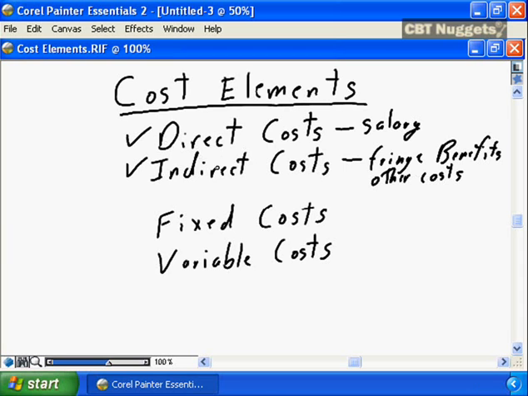The same considerations apply for non-team member costs as well. If you need to buy materials, if you need to buy a specific piece of material for your project, the direct cost would be the cost paid to your supplier for the material. But what about the indirect costs?